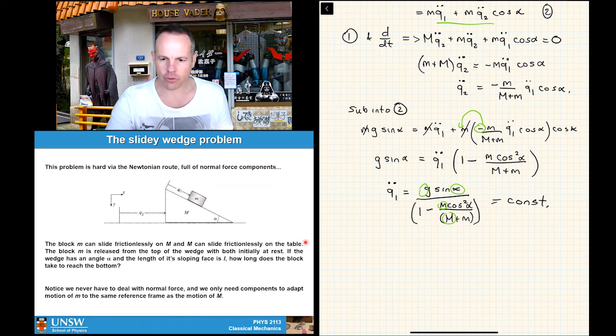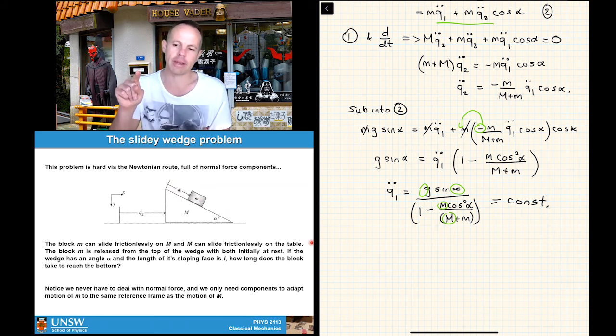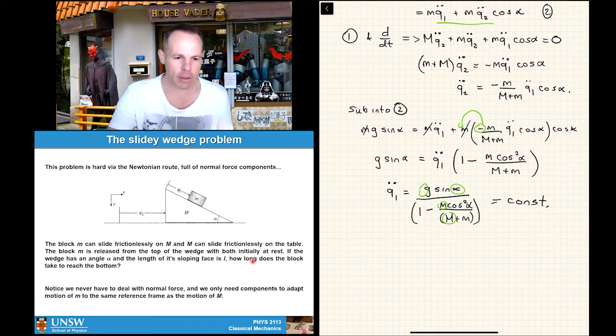And so the last step we have to do here is solve the actual problem. This is one common pitfall in exams. People get excited about where they've got to, and they haven't bothered to read the problem and ask, have I answered the problem that was asked? It's usually worth a couple of marks here. How long does the block take to reach the bottom?